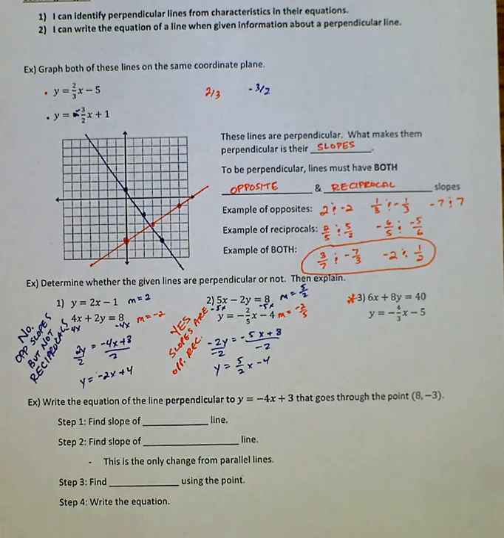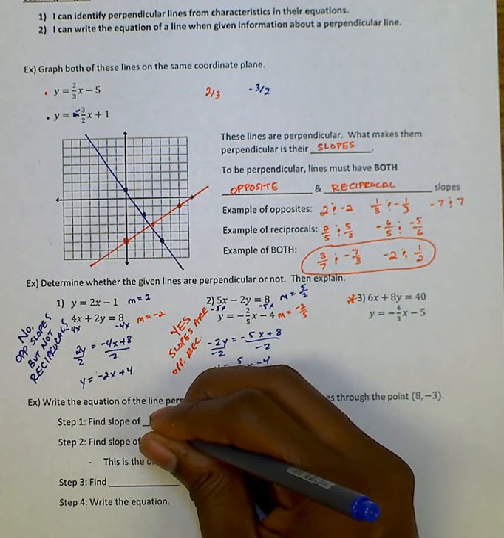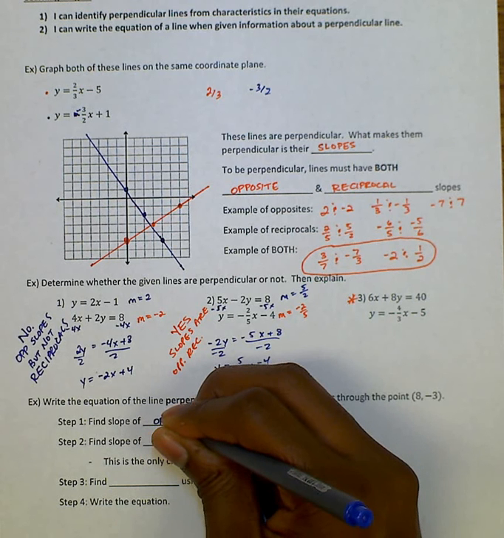Alright, so in this section it says write the equation of the line perpendicular to y equals negative 4x plus 3 that goes to the point 8, negative 3. This process that we'll have to do is really the same as last time with parallel lines.